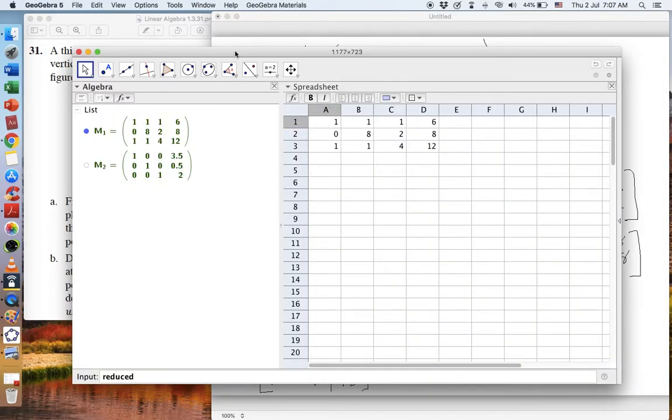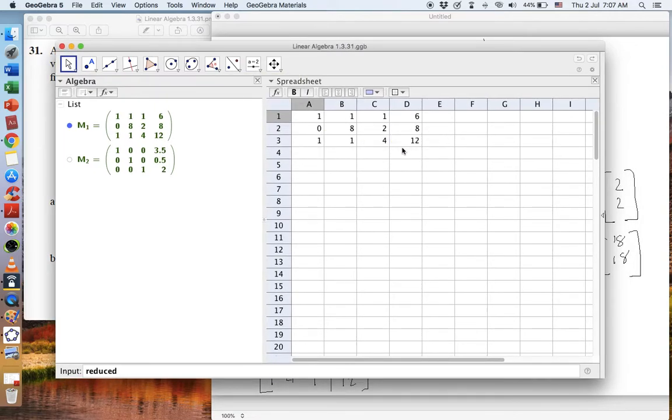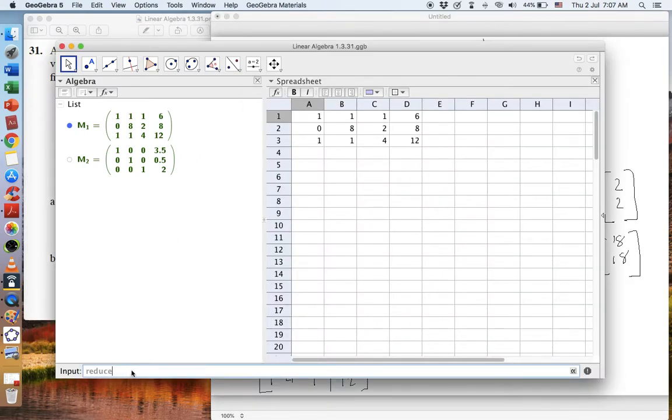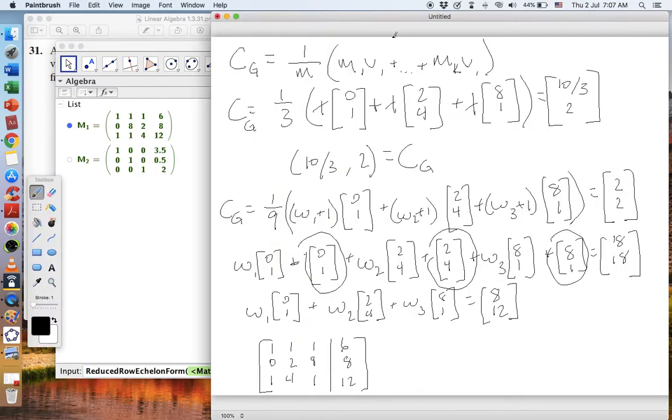And there we are. So it took me less than a minute just to enter these values. I've got GeoGebra here in the spreadsheet form, right? And so I entered the values into the spreadsheet there, and then typed in reduced row, and it even completed the function for me. And then just entered M1 into that box there, and it churned out our row reduced echelon form there, our identity matrix, in a matter of milliseconds.